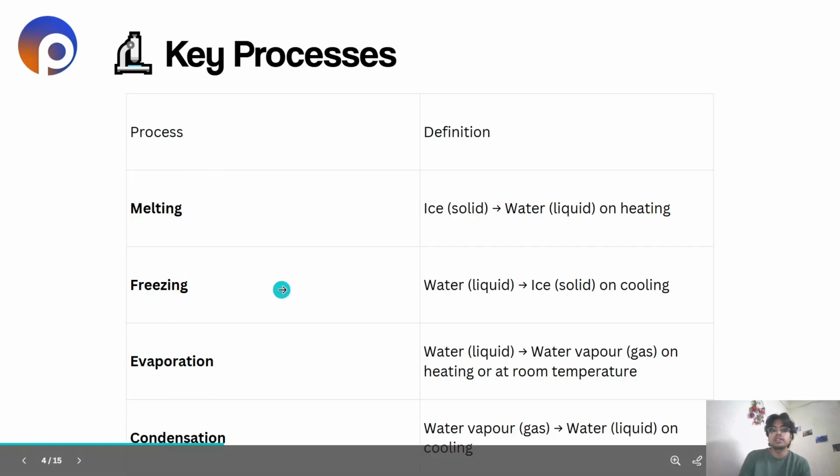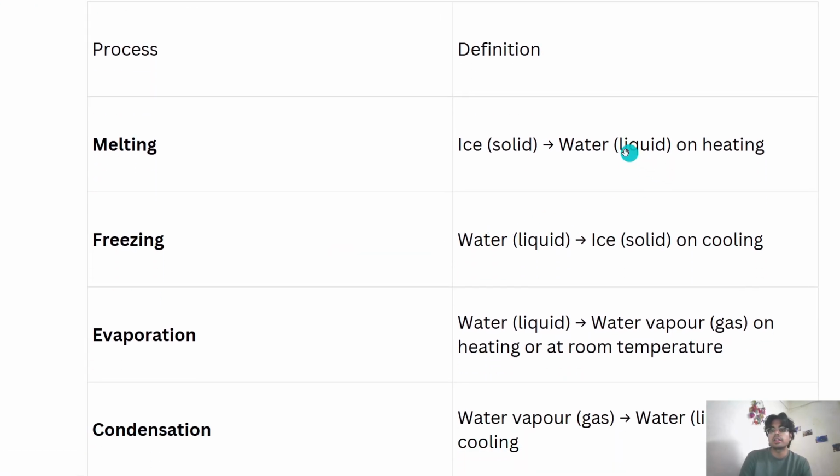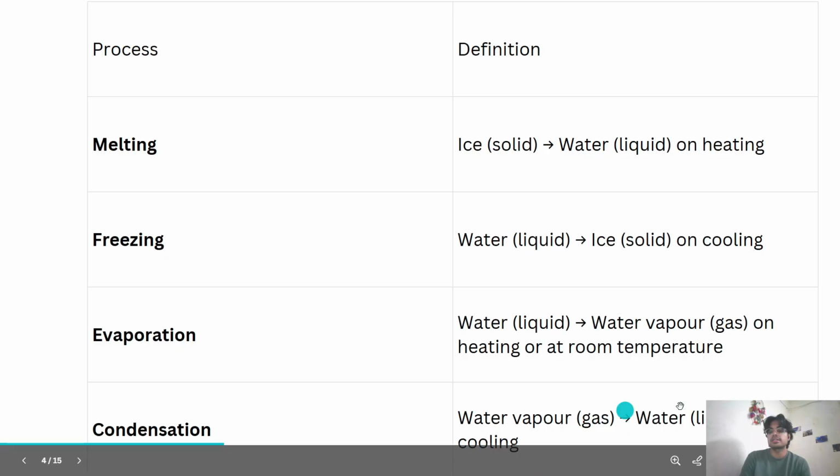We have already seen before that melting is when ice turns into water or liquid, when the solid turns into liquid. When water, which is the liquid form, turns into ice, which is the solid form, this process is called freezing. And when water turns into water vapor or gas, this process is called evaporation. And condensation is when water vapor turns into water, or we can say when the gas turns into liquid.